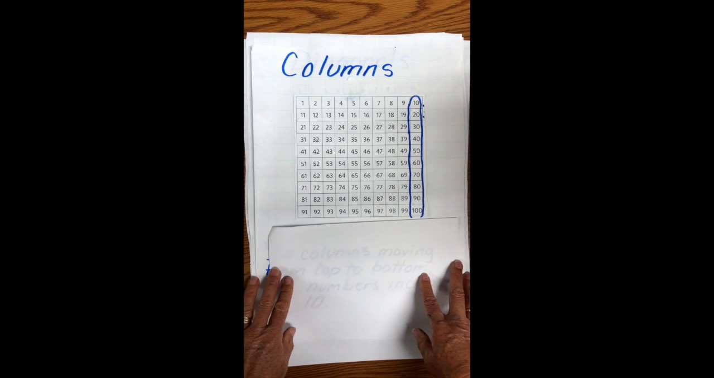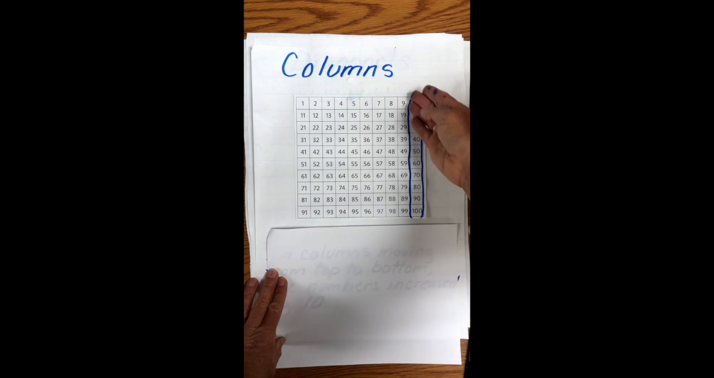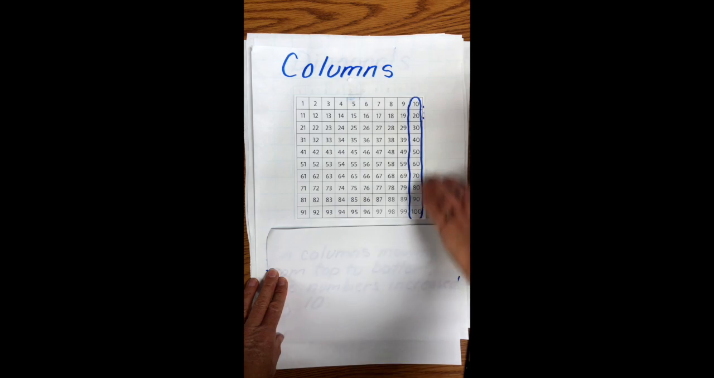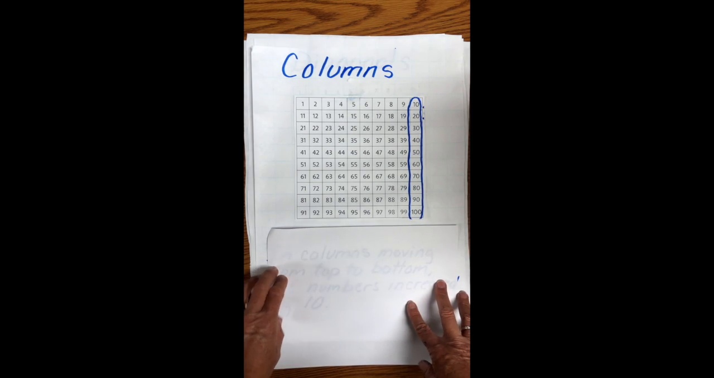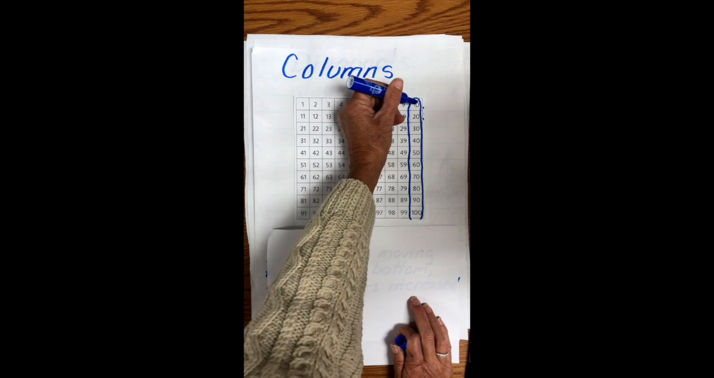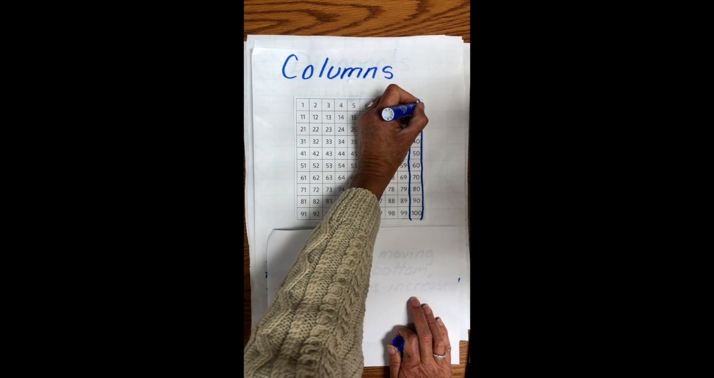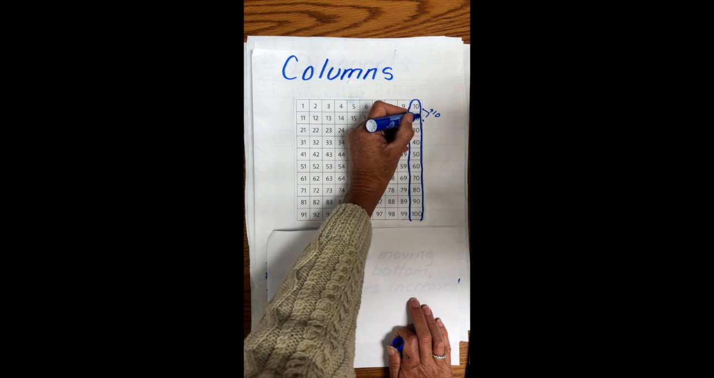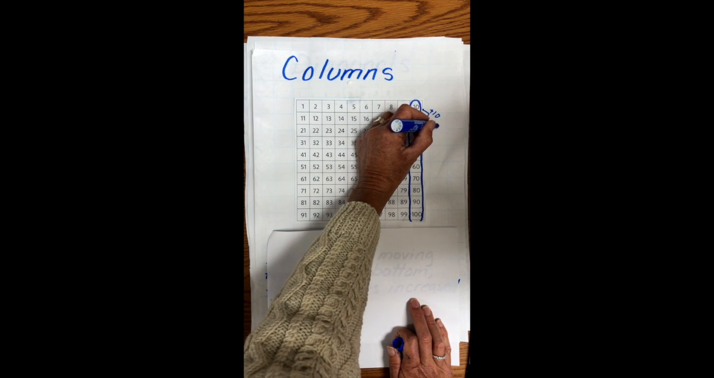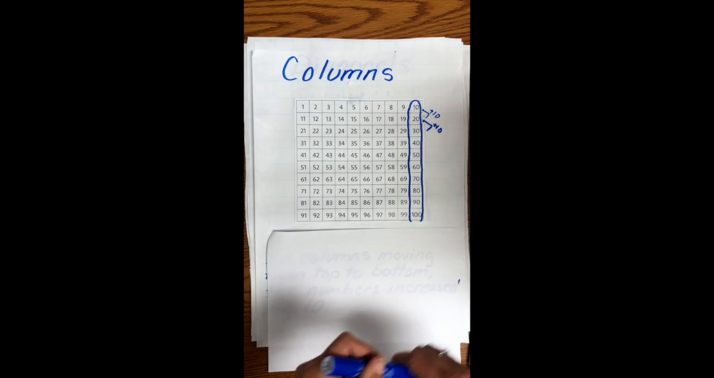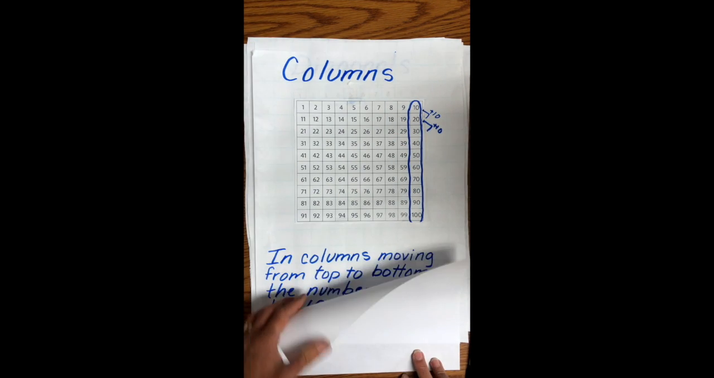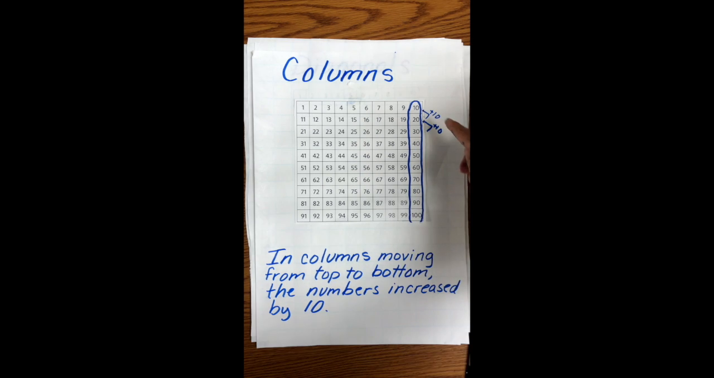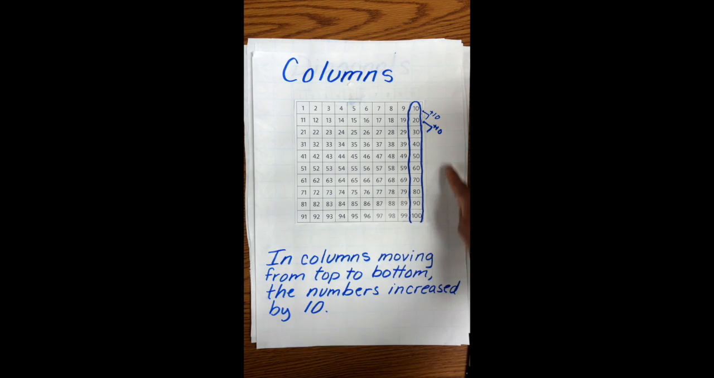Another student saw columns. And here's one of the columns they so happened to circle. They noticed if they started at the top and then went down 1, and just added 10 to that number, they got 20. If they took 20 and added 10, they got 30. So they wrote, in columns, moving from top to bottom, the numbers increased by 10.